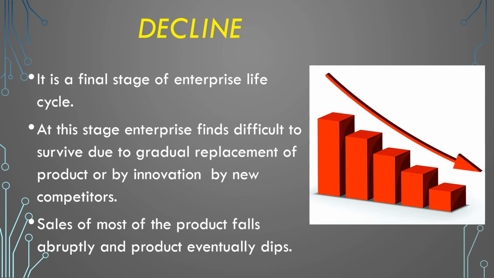Now, next stage is the decline stage. This is the last stage. Decline stage is the final stage of the product life cycle of an enterprise. At this stage, the enterprise finds it difficult to survive, either due to gradual replacement of an enterprise product or due to some new innovation on account of change in customer behavior. The sales of most of the products abruptly fall.